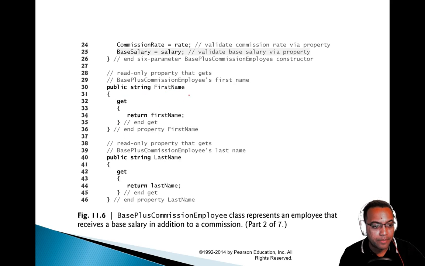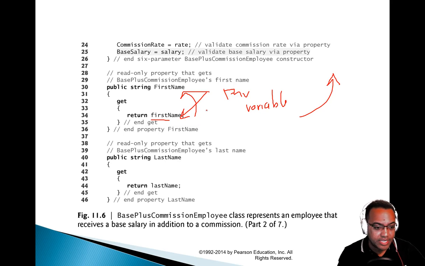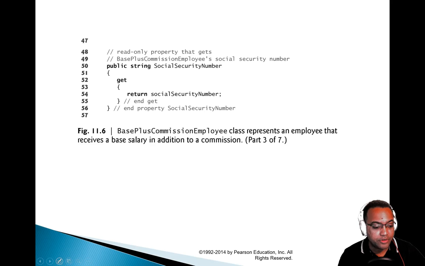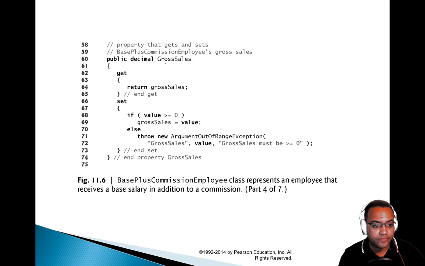Then we have our properties that ask for the variable data to return it back to the program, right? We're not asking for the variable itself. That's important only to the backend class, the private variable. What we're asking for is for the private variable to display its information using the property. And it did that for first name, last name, social security number. It also did that for commission rate and, I'm sorry, gross sales. Right? And then it had the set.